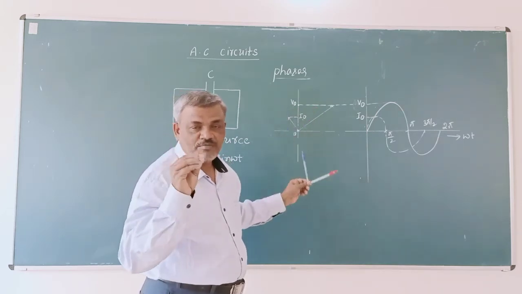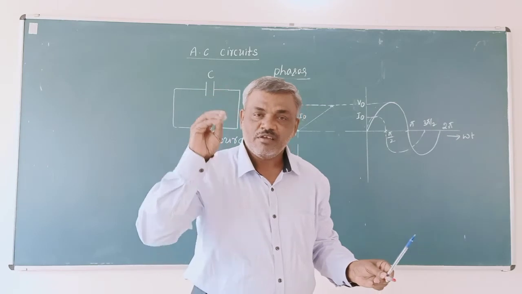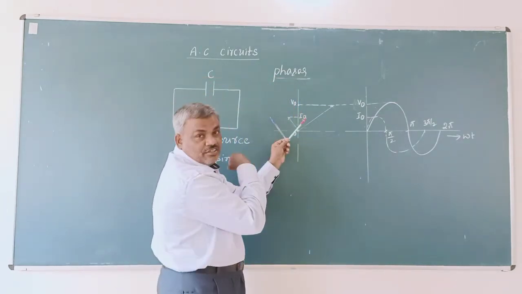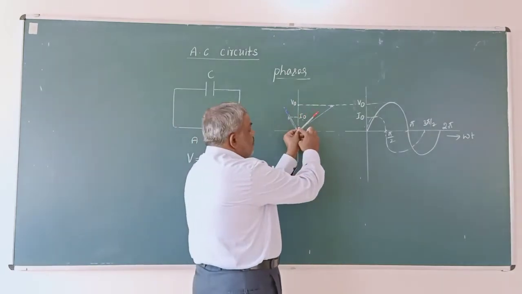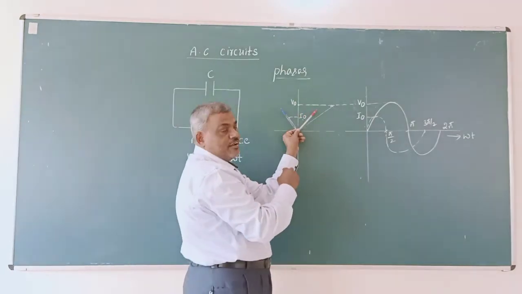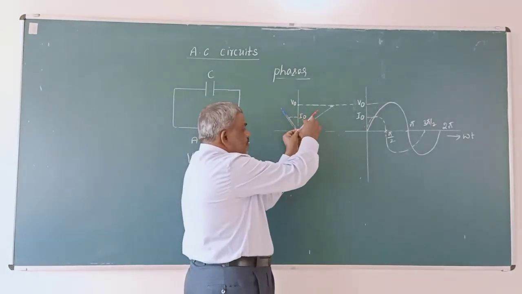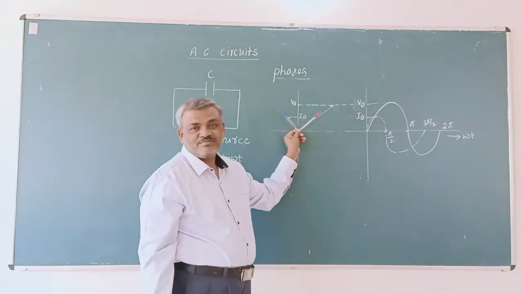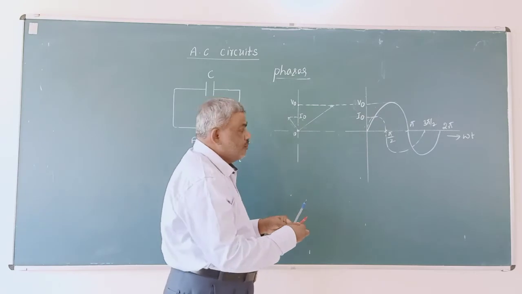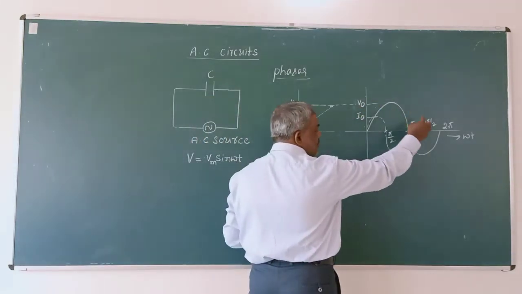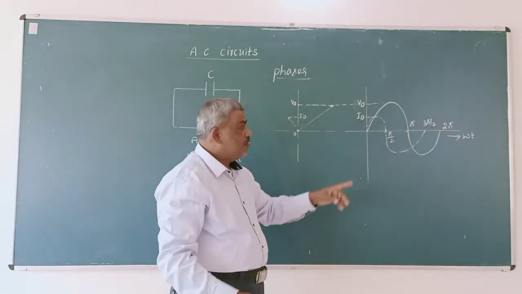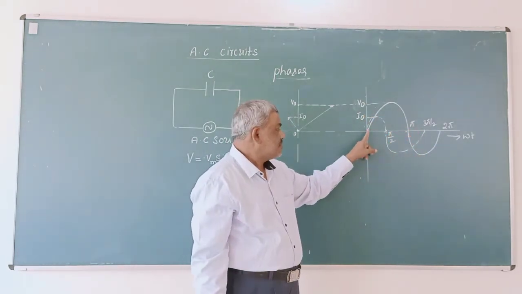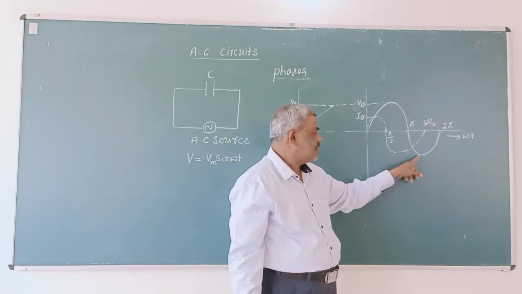Students, observe this point carefully. The alternating source is applied to a pure capacitor. In the AC circuit, this is the voltage and this is the current. What is the phase difference between voltage and current? 90 degrees. Now, how does the voltage vary with time? The voltage varies like a sine function with time, that is a sine wave.